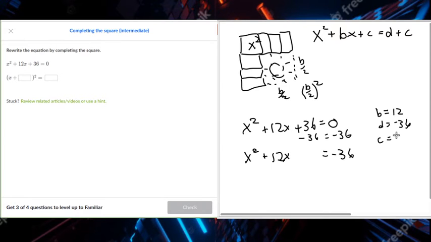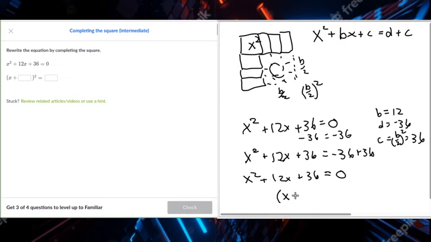Our c is going to be equal to b over 2 squared. So that's going to be half of 12. Half of 12 is 6. 6 squared is 36. So I'm going to add 36 to both sides. Now I could have told you, hey, this is a perfect square already, but then would you know it? Okay, so when we follow these steps, it's going to make things not confusing. And then we end up with the same equation up over here that we started with, which is x squared plus 12x plus 36 equals 0. See, that's why I said it's 2 steps forward, 2 steps back.